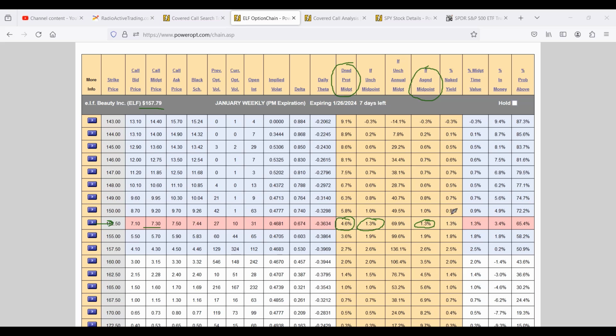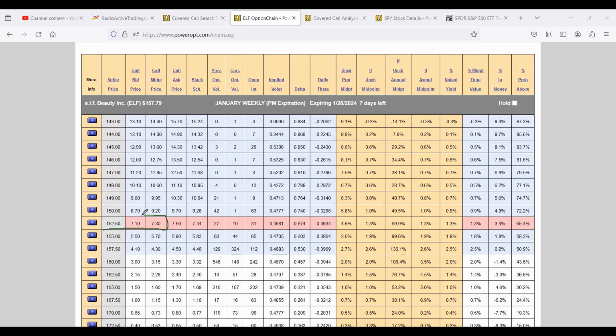These are the values that are shown. Of course, the percent naked yield is if you did this as a naked call without owning the stock. I don't highly recommend that, but you'd see that for the puts as well. And you can add other columns. I have the probability, as I mentioned, in the money, and the midpoint time value. But right here, Kenneth, you can see the comparison.